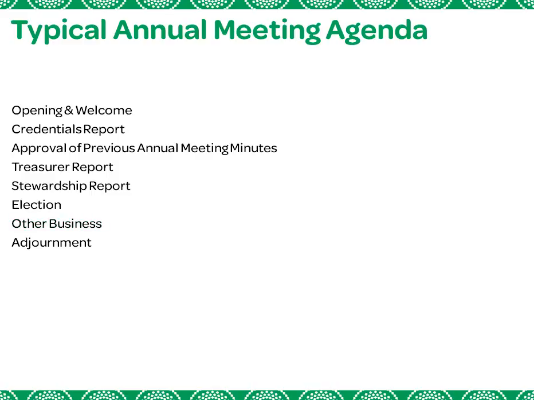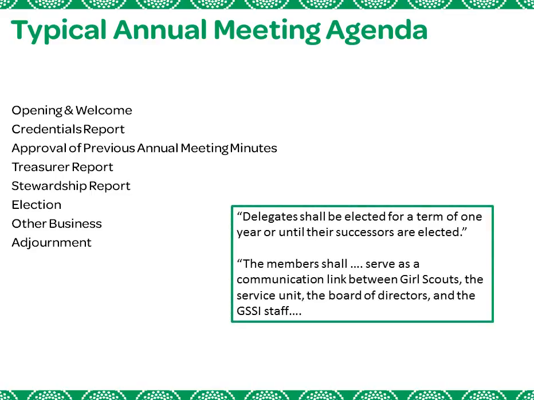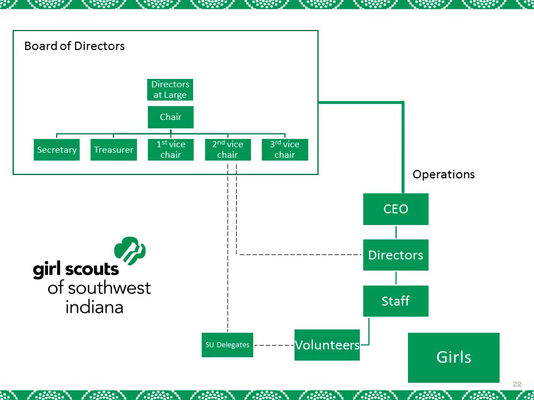In addition to the regular items presented each year, there may be other corporate business that comes before the delegate body, such as amending bylaws. The meeting is then officially adjourned, and your role as delegate to the annual meeting concludes. But remember that your responsibilities as a GSSI member continue until the service unit elects new delegates.